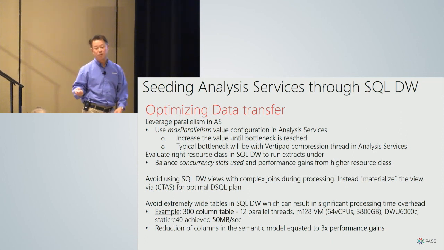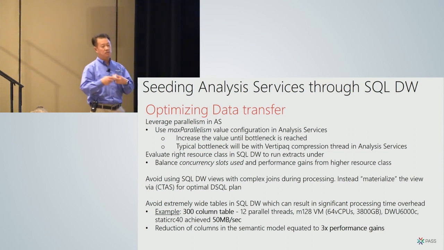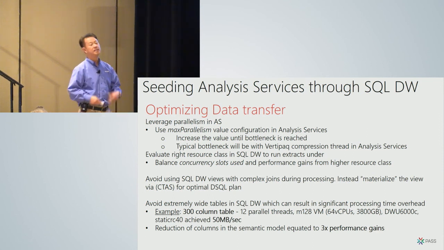Again, if you want to get as quick as you can, use a static 80 or X large resource class. But during incremental processing or something like that, maybe you want to use static 40 and then allocate those other resources for the people running the queries, data loading, and so on, right? We talk about balancing the concurrent slot use versus the performance gain to make sure that everybody has their piece of the pie, basically.